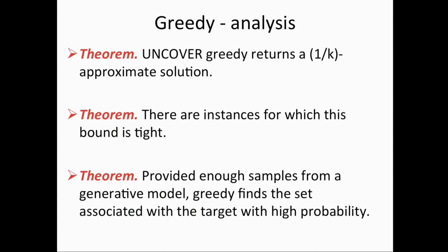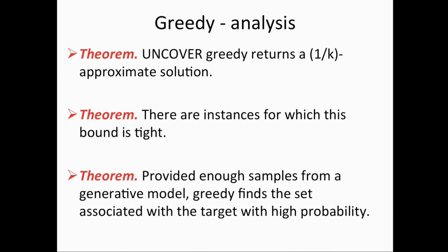However, there is also a result that is not as encouraging. That is, there are instances for which this bound is tight, so our algorithm can be off by a factor k from the optimal solution. However, what we can prove is that if we have enough samples from a generative model that we think is fairly reasonable, in which there is a set of genes or alterations that is associated with the target values, and the other mutations are essentially placed randomly in the patients, then the greedy algorithm will find the set that is associated with the target values with high probability, provided you give it enough samples from this generative model.